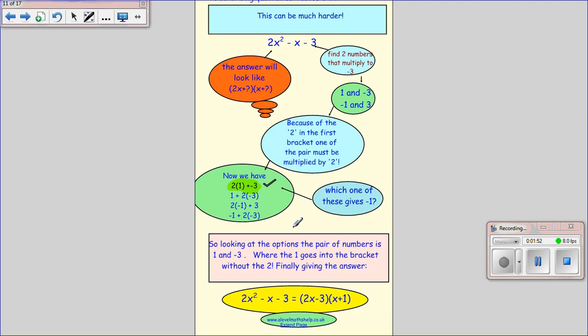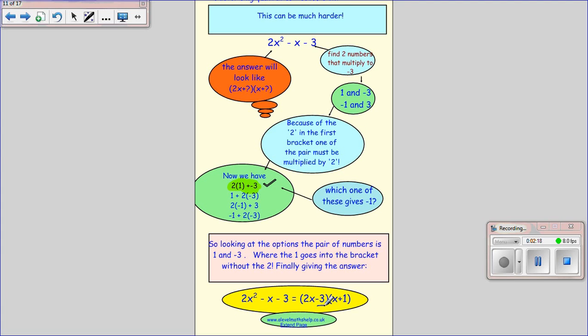So what I then need to know is which way round they go. Now, I need to be multiplying my 1 by 2. So the 1 needs to go in the bracket without the 2 in it, because I need to multiply my 1 by 2. So it needs to go not in the bracket with the 2. The 1 must go in the other bracket. And the -3 goes in the bracket with the 2x.